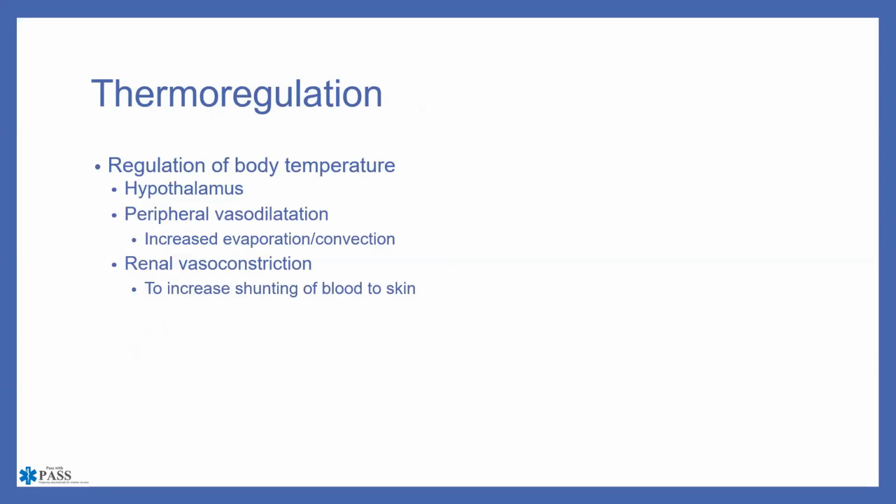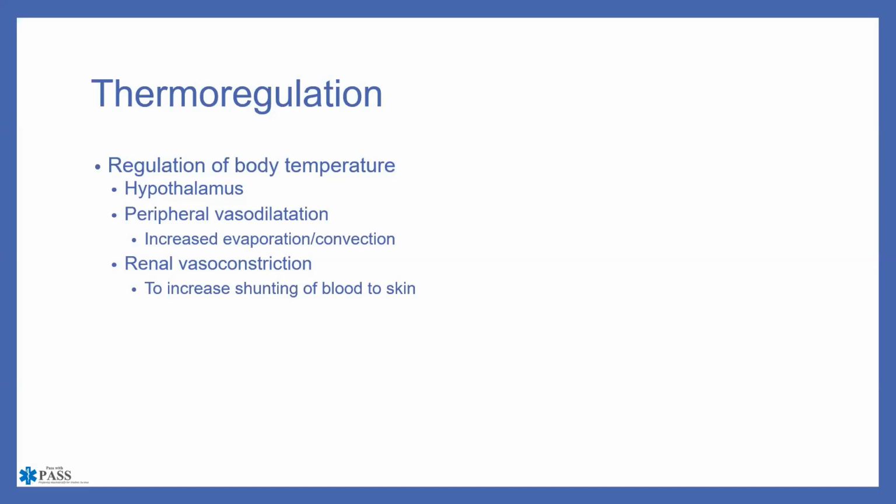Regulation of body temperature, we talked about the hypothalamus being the organ that helps to do that, and we get peripheral vasodilation. And when we have that happen, when we dilate out, we get increased evaporation and convection. So that is how we're able to dissipate that heat and cool our bodies down.